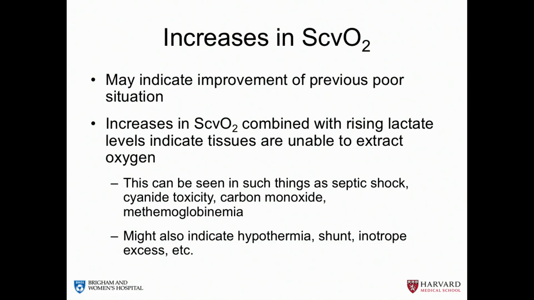We can also see it in features such as cyanide toxicity, carbon monoxide poisoning, or methemoglobinemia, all situations where there's an inability to utilize that oxygen. It could also happen in hypothermia, where metabolism is decreased or even shut down. It could happen in shunt, where oxygenated blood is being shunted into the venous side of the circulation. And also if we drive patients with medications such as inotropes into a high output state.